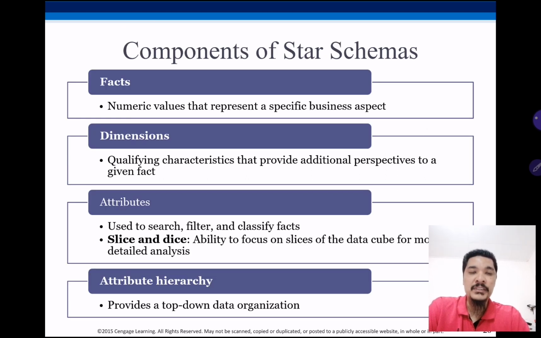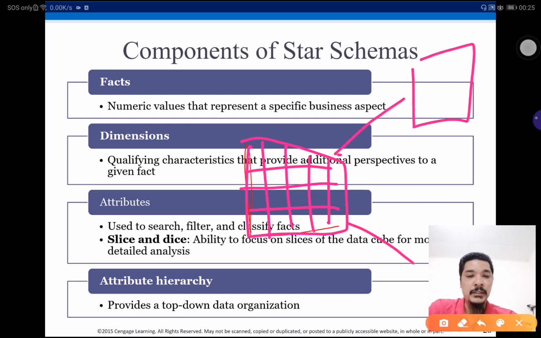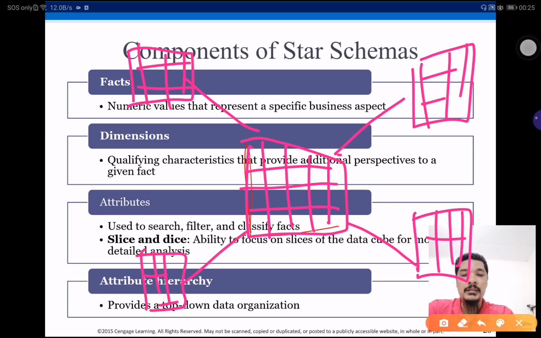Components of a star schema. Actually, what is a star schema? You can imagine that it is based on the table, like I mentioned earlier. This is our table, and we have another table here, something like this. In the simple case, this is what we call an ERD, if you can still remember. But this diagram looks like a star, so that's why we call it a star schema. It looks like a star.